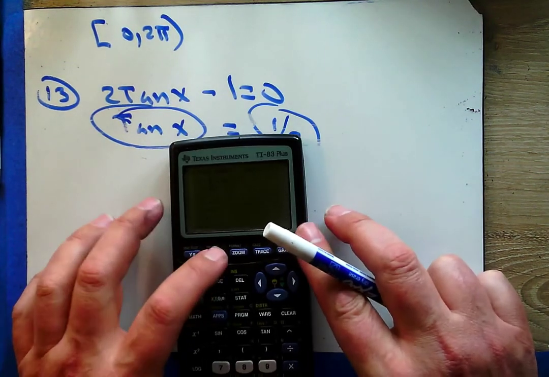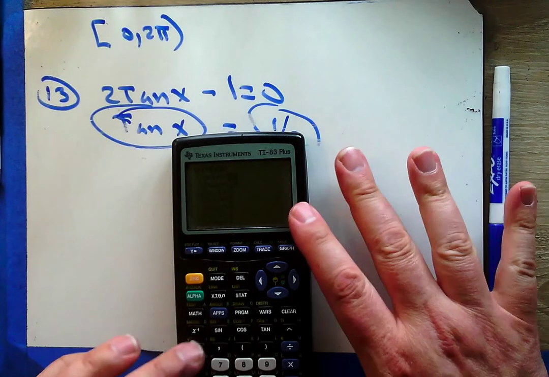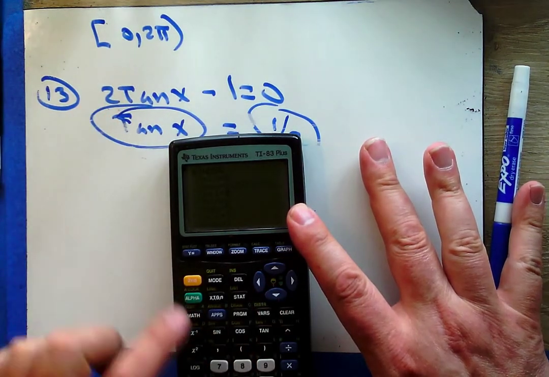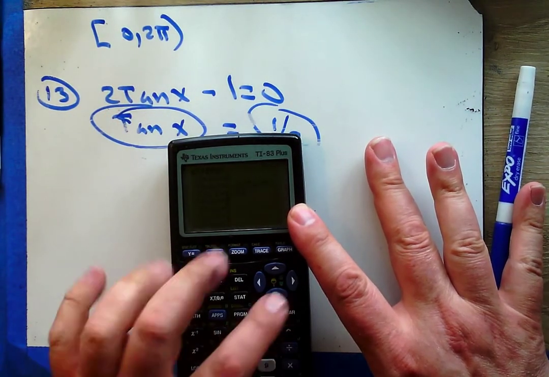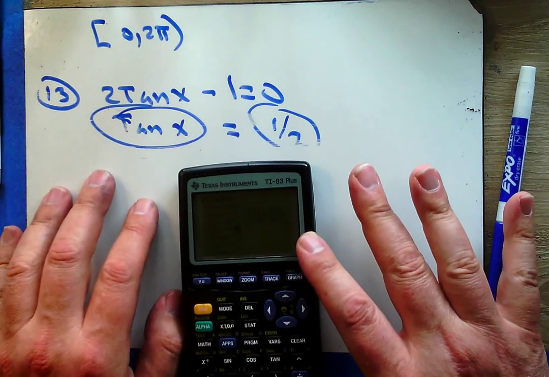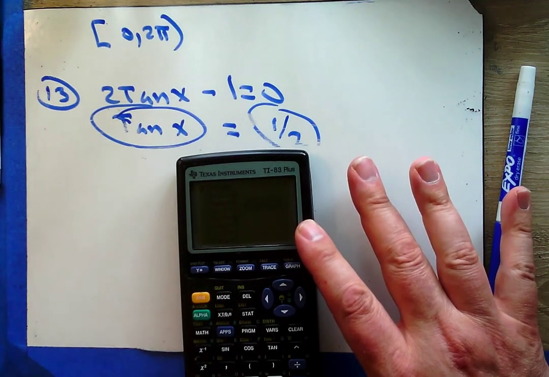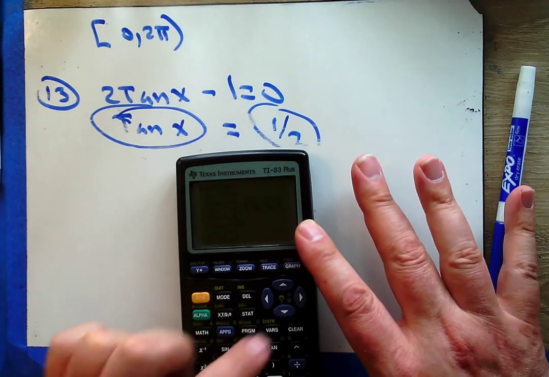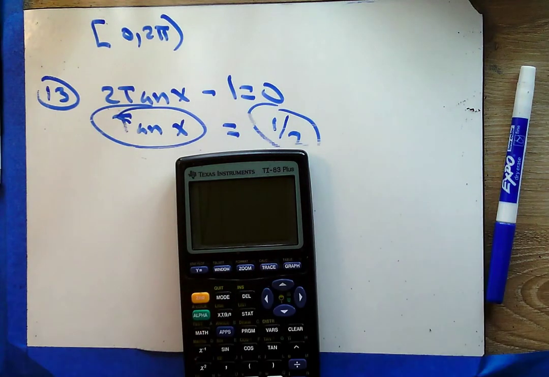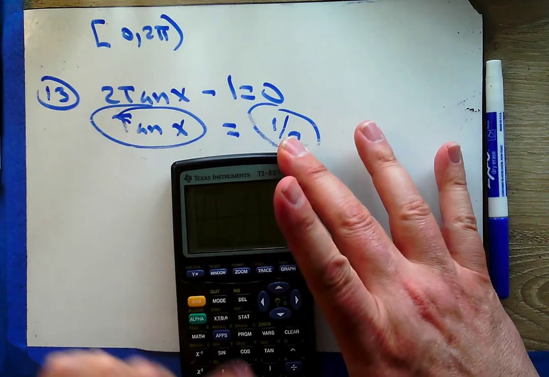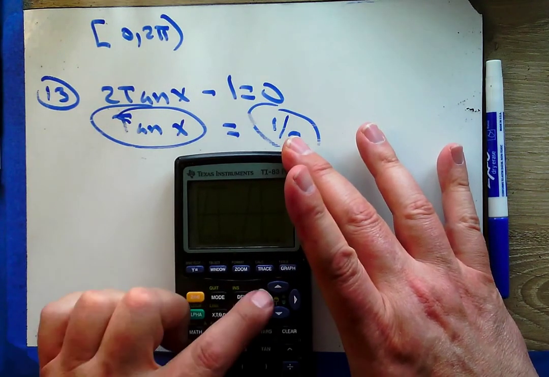And my viewing window, let's change my viewing window, x min is 0, but x max is now going to be 2 pi according to this restriction. And I'm going to go up in steps of pi over 2. My y values, well, I want to include 1/2. So how about 0 to 1? Graph. So I see 2 points of intersection. I can do second, calculate, intersect to find them.